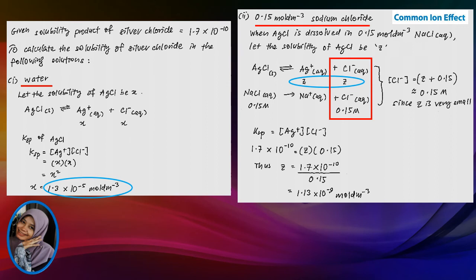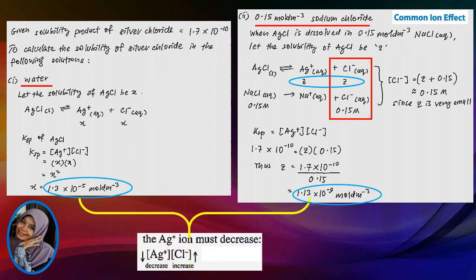In calculations like this, you can always assume that the concentration of the common ion is entirely due to the other solution. So, we assume the concentration of chloride ion in the solution, Z plus 0.5 molar, is equivalent to 0.5 molar since Z is very small. Thus, mathematically, we can show that the value of Z, which is the concentration of silver ion in sodium chloride solution, is 1.13 times 10 to the negative 9. Clearly, the solubility of silver chloride has decreased with the addition of a common ion into its saturated solution.